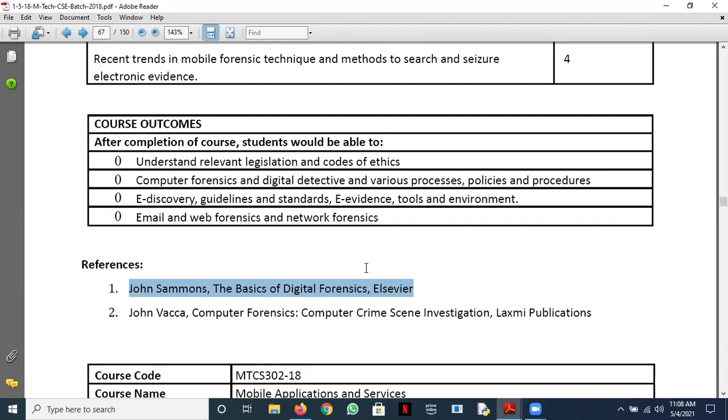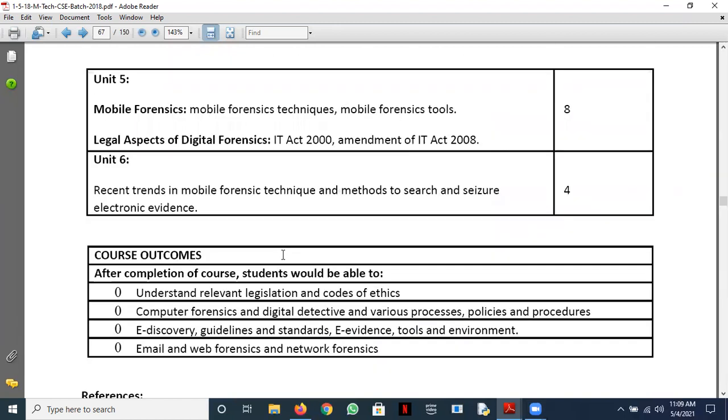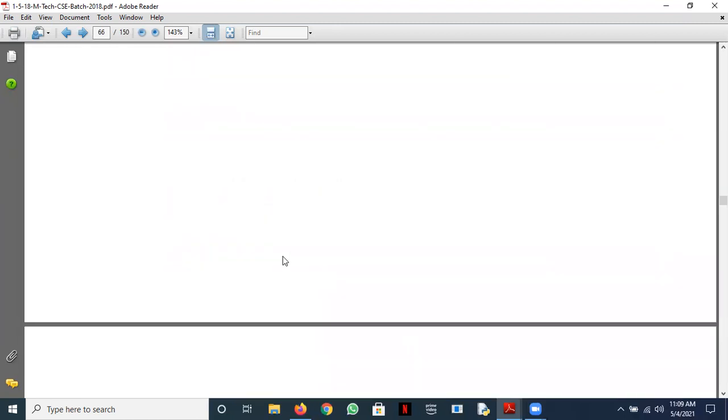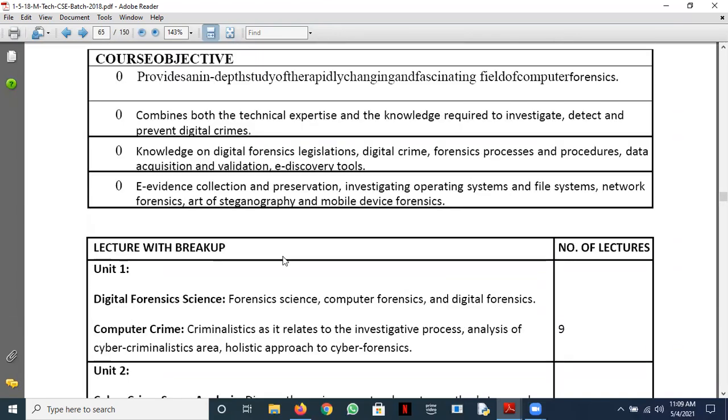The reference book is by John Sammons, The Basics of Digital Forensics, an Elsevier book. I'll share this book with you right now. Another book is by John Vacca. That is also good, but we'll follow the John Sammons book. Primarily, most of the things that you study would be known to you. So you just need to understand the technicality of that thing.